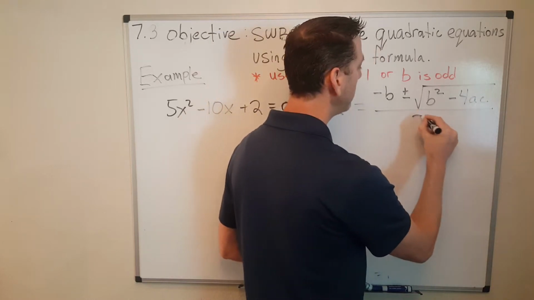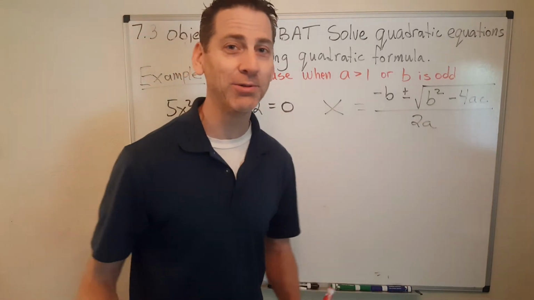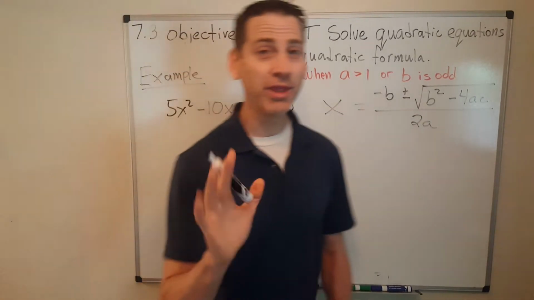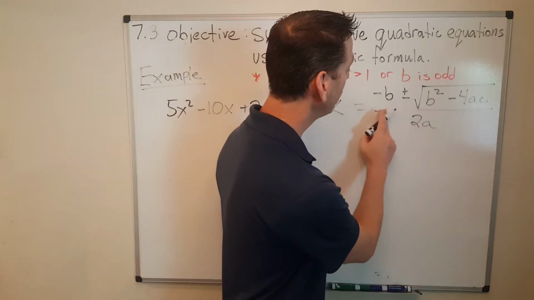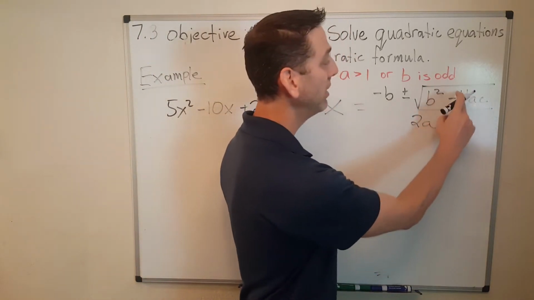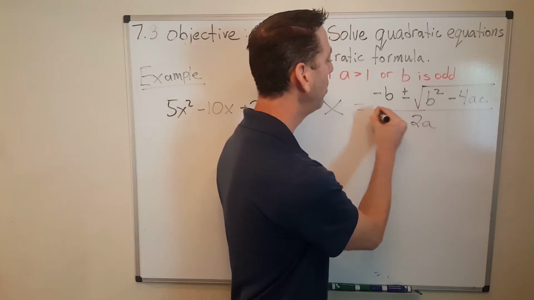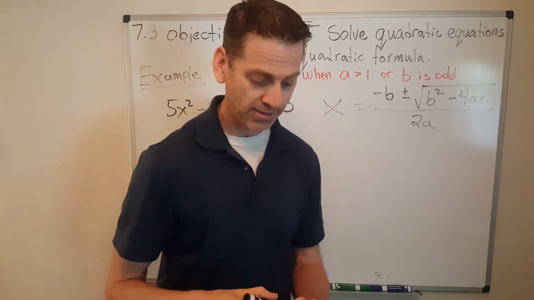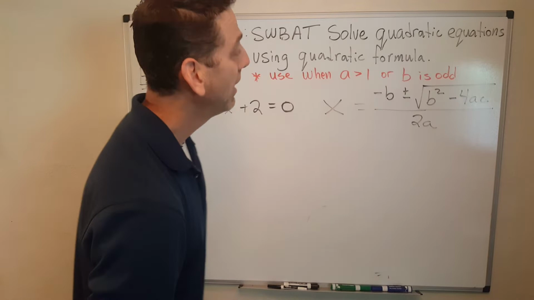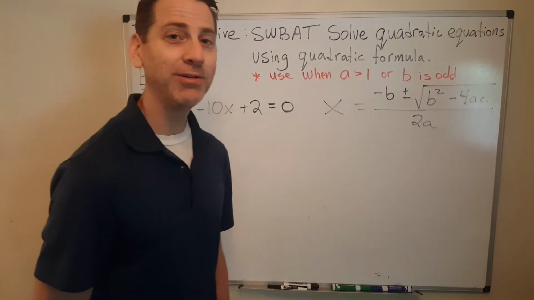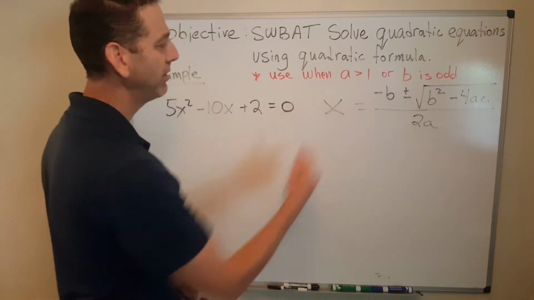all over 2a. Now there's been songs written about this formula. I don't know any of them. But one common mistake is that students will just put the 2a underneath the radical part. Remember, it's all over 2a. Very important. I could derive that for you, but it would be overly complicated and unnecessary. So there it is.